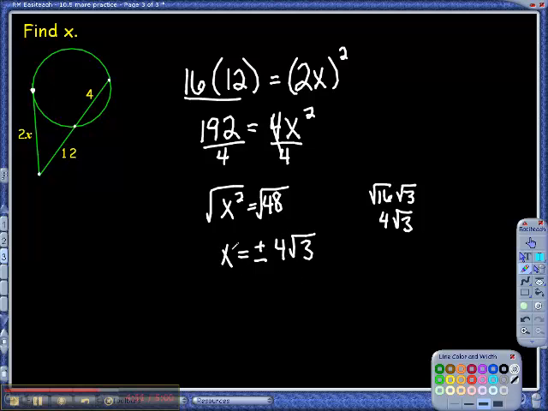Again, we know it can't be a negative segment length. Or we could use that approximate decimal. Here we don't have a label, so either one would be fine with me. So you could say x is 4 radical 3, or you could say it's approximately 6.93.